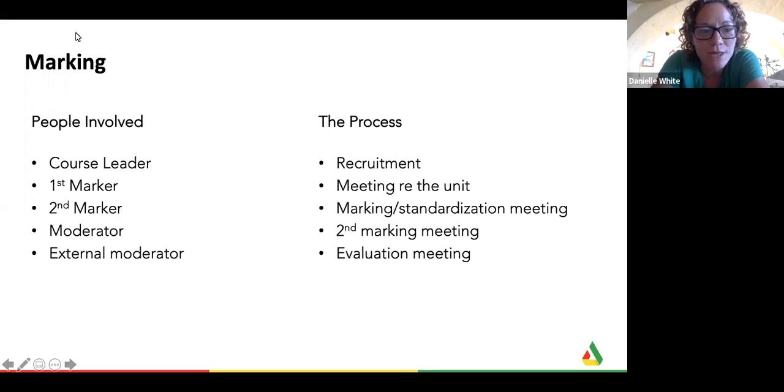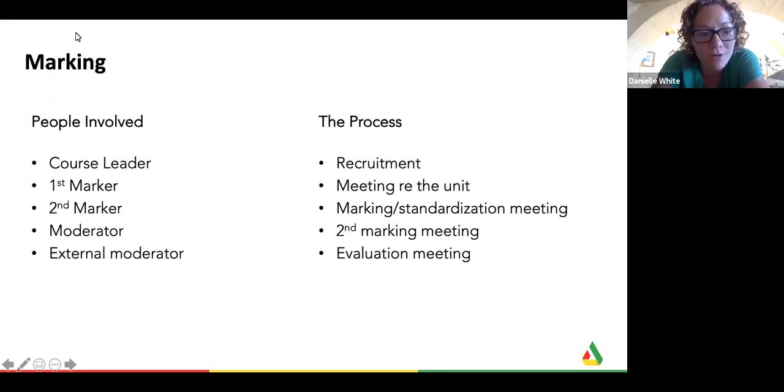The first marker would then hand that over to the second marker, and if it's blind marked, then the mark would disappear and the matrix would disappear at that point. That would be after the second marker's marked it. And the second marker wouldn't give us detailed feedback. They wouldn't write up the feedback in the same way as the first marker, but they'd make a few notes, a few hints, and they would read the first marker's comments with regards to that.